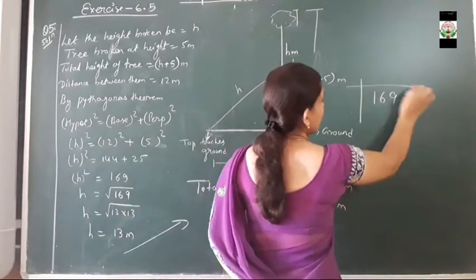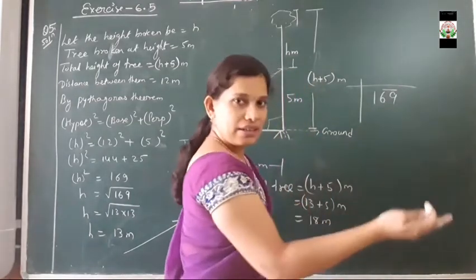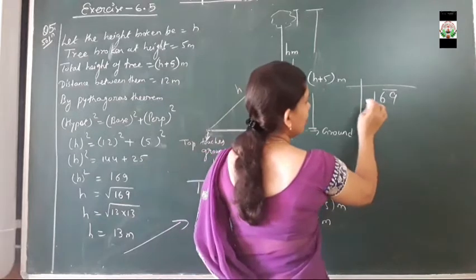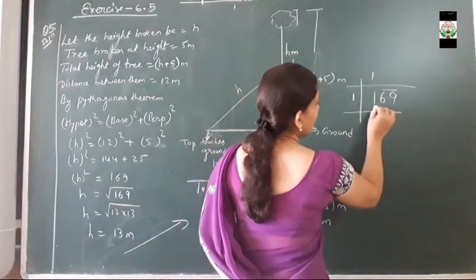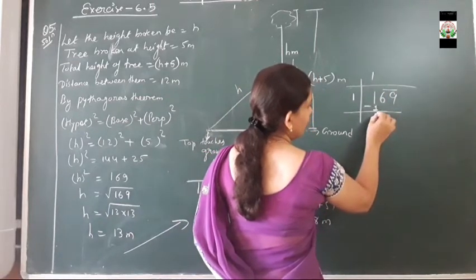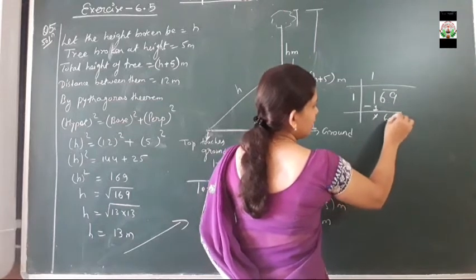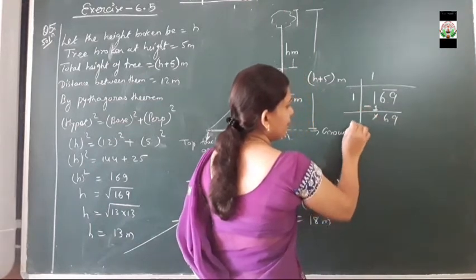In the long division method we have to make pairs from the right hand side, making two pairs. One is there, so one will be there, one will be subtracted. Okay, so here 69 together comes over here, isn't it?